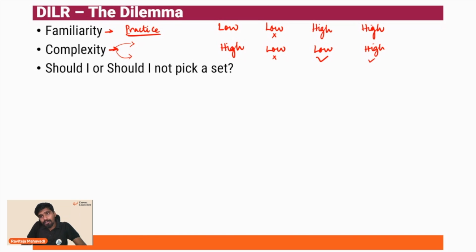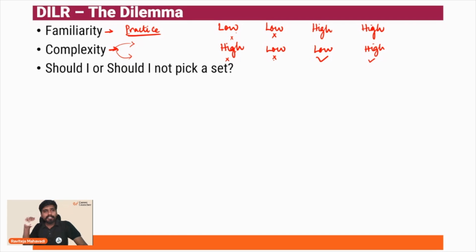If familiarity is high and complexity is high, this is also almost a solve kind of question. But the low-familiarity cases are something that I will probably not touch, because I don't know how to solve that question. So wherever the familiarity is high, irrespective of whether complexity is low or high, I'll probably choose to solve that question. I may not solve it immediately, though. I may keep that set for the last 10 or 15 minutes of the paper if the complexity is high.